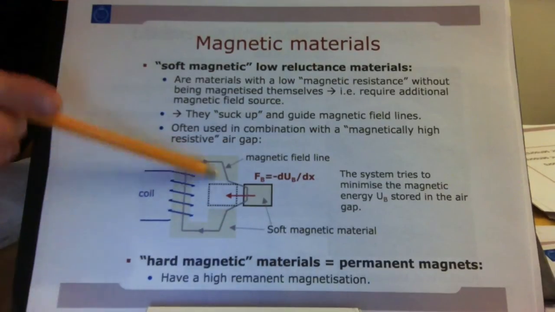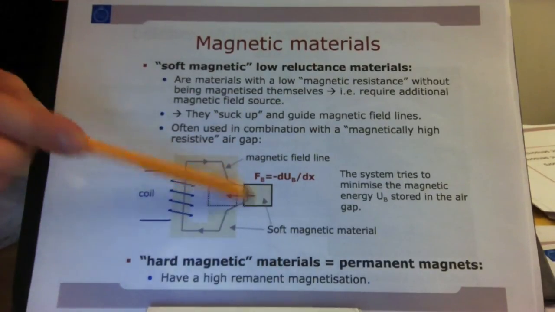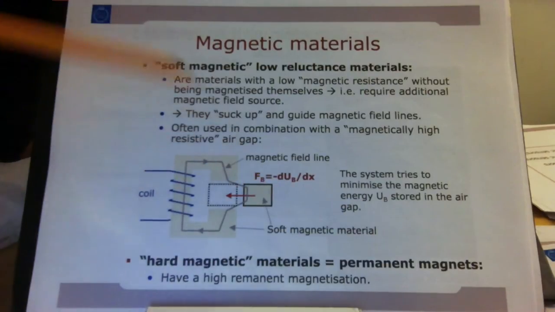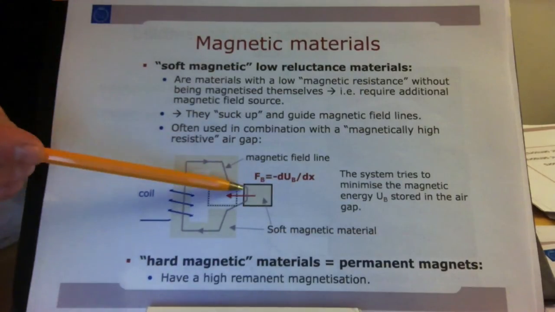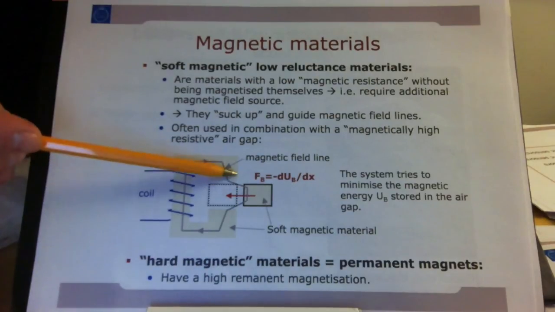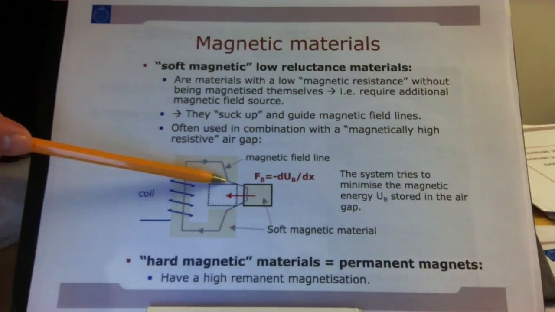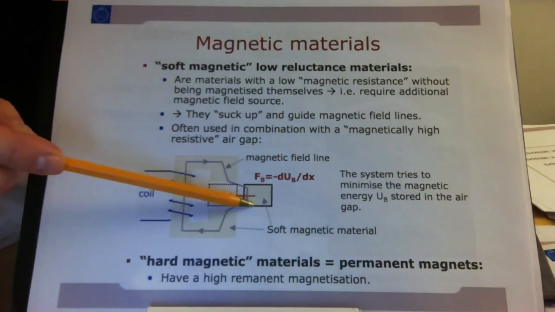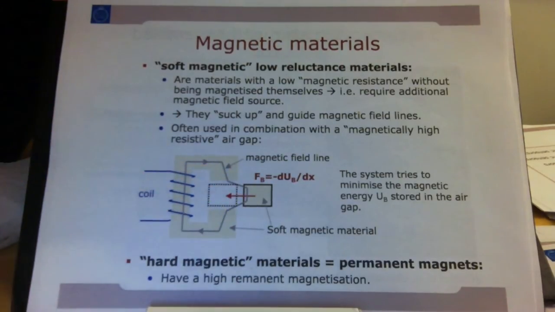So what happens if you have such a structure and then I bring another soft magnetic material close to it? If I start bringing a material close to the air gap, the field lines will start seeing this and will like to jump, rather than going straight through the air, which is difficult for them. They like to jump to the soft magnetic material and go back this way. And they do that because it's energetically much more favorable for them to do so.